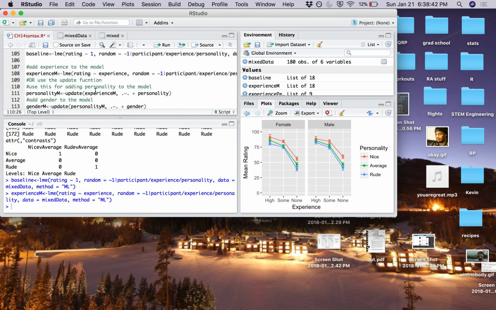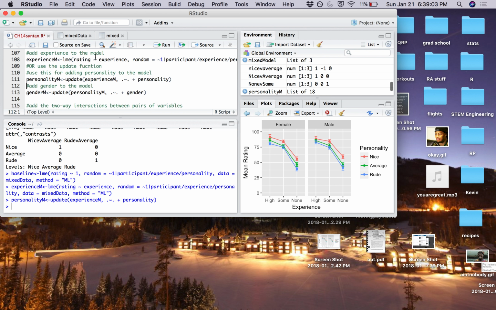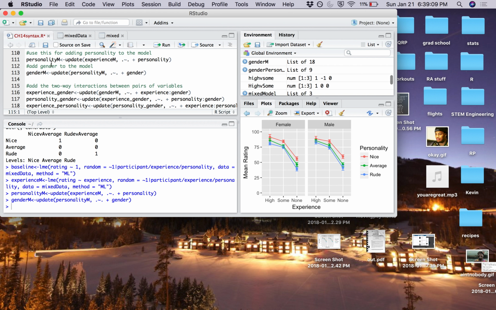So when we add personality to the model, we can just add period tilde period, and that means keep the outcome and predictors the same as the model before, and then just add the new predictor, so just plus personality. So we're adding that to the model that we've already created here. And then you can do the same thing with gender. So each time I am using the old model and replacing it and creating a new one.